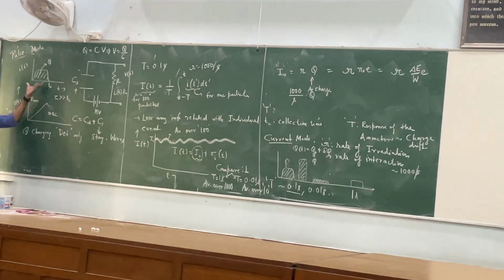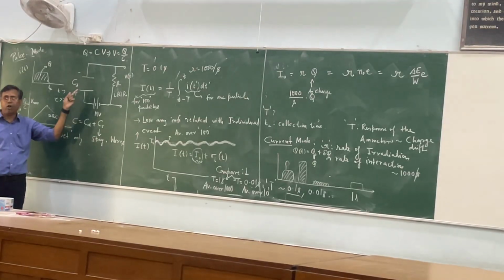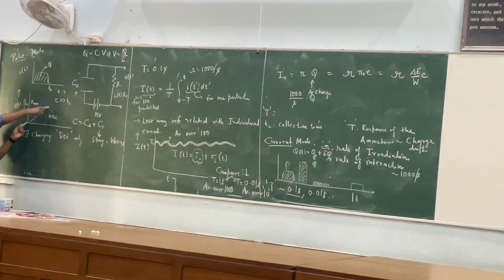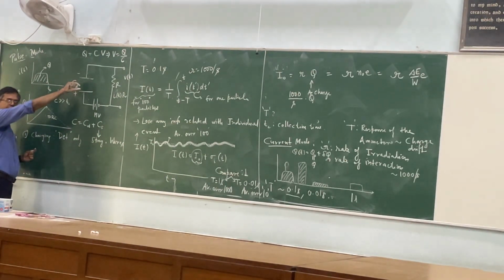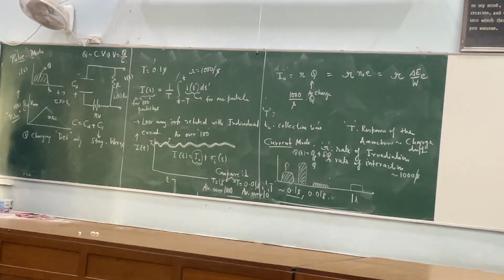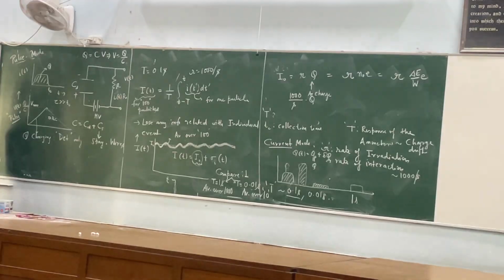Why? Charging depends upon the collection type. Collection is happening all inside the detector. There is no effect of the RC. So how good the rise time will be depends upon how small my geometry is, or how fast my electrons are migrating inside. So the charging portion is the detector only.